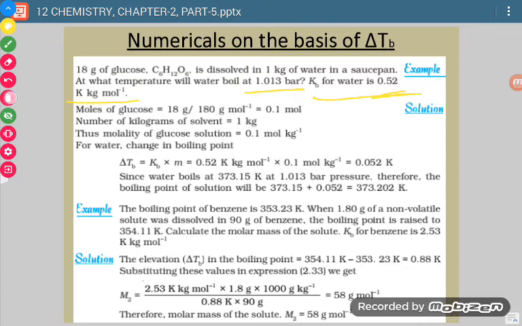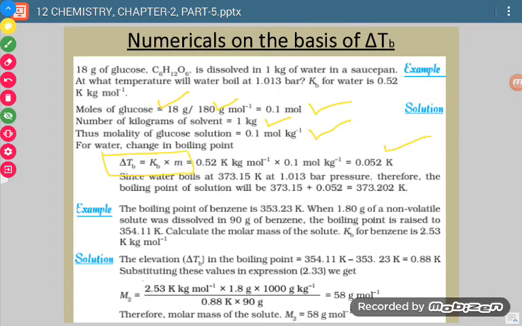Now first of all we will calculate the number of moles of glucose. From the formula we will come to know the molecular mass of glucose, and then the number of moles of glucose will be 0.1 mole. Now the solvent is already given as 1 kg. Now we have to calculate molality. Molality is number of moles over weight of solvent in kg, so it comes out to be 0.1 mole per kg. Now we will apply this formula and we will get this value.